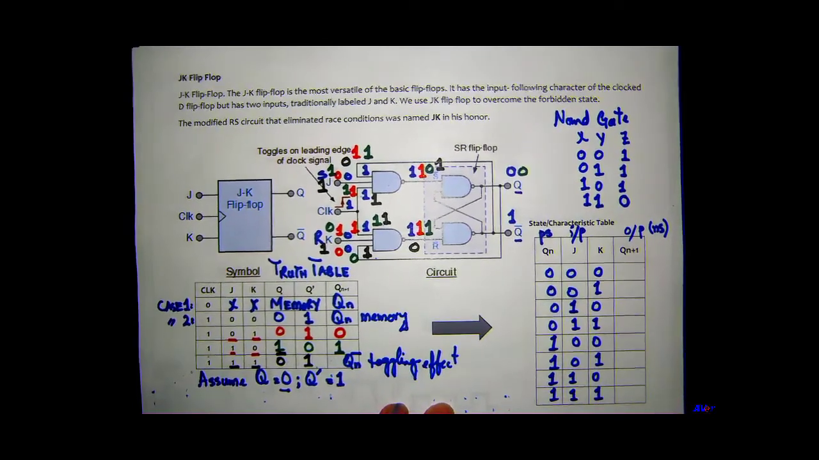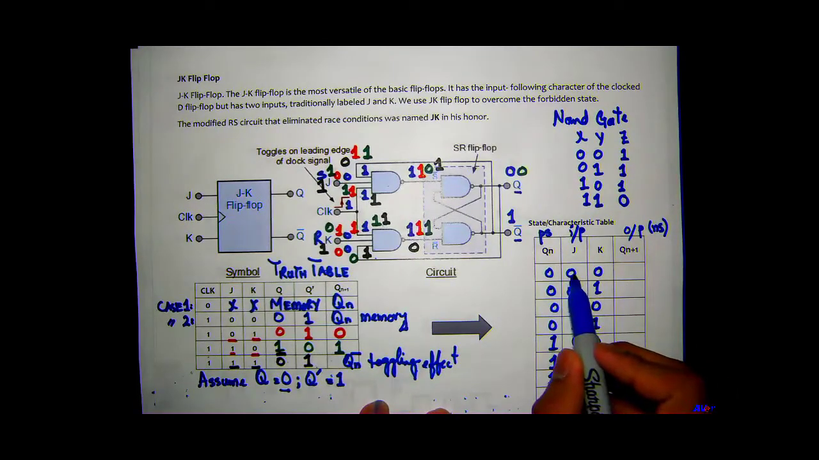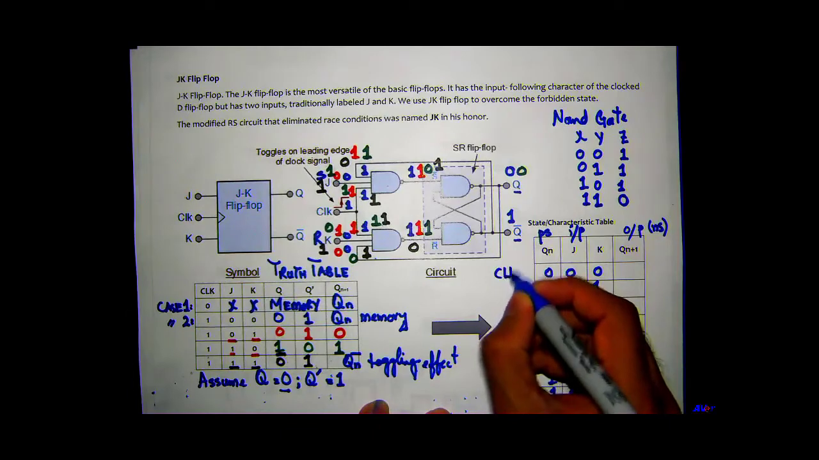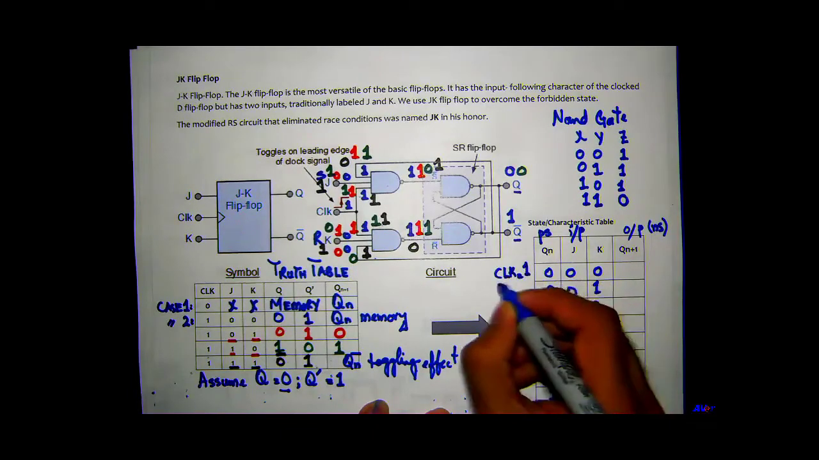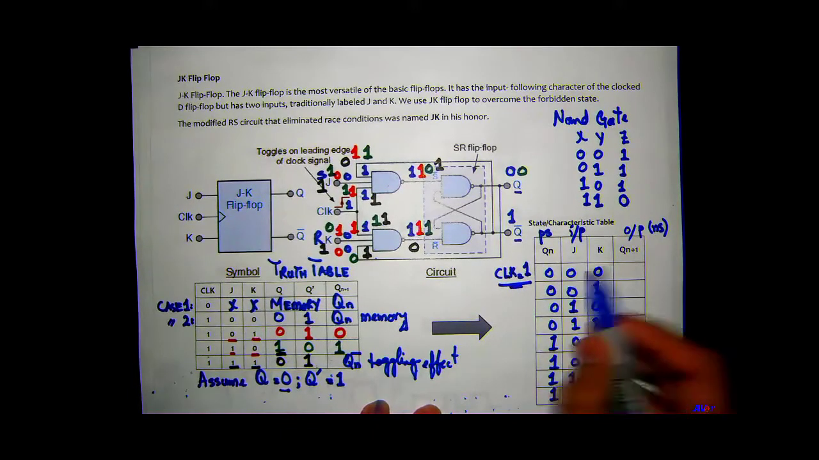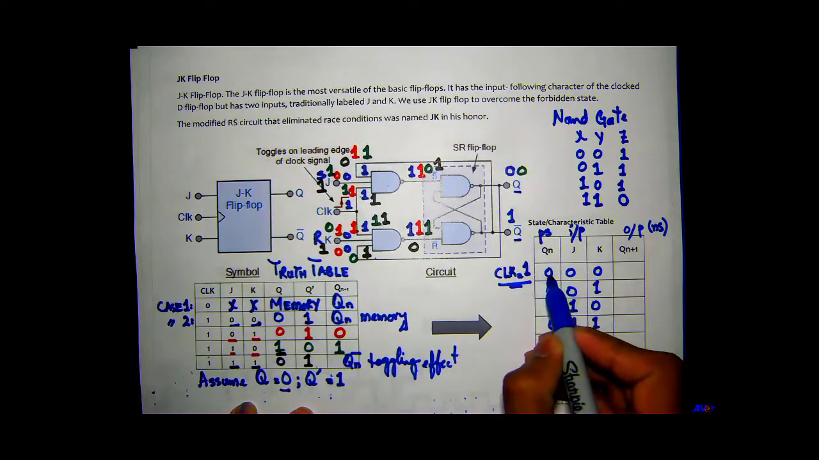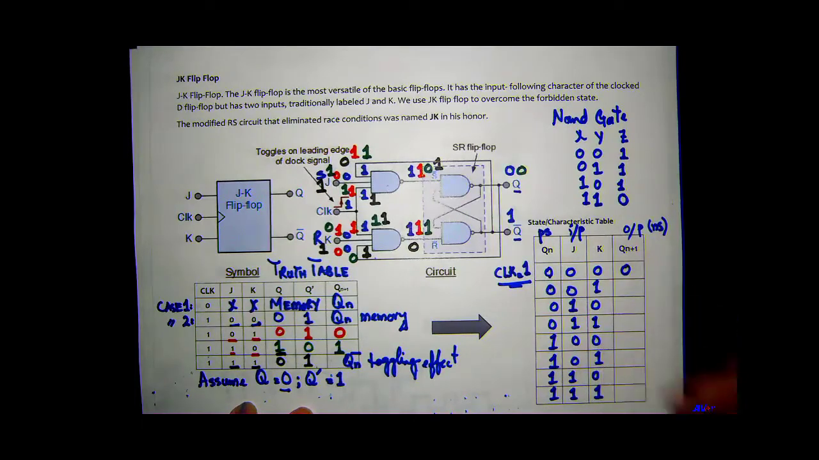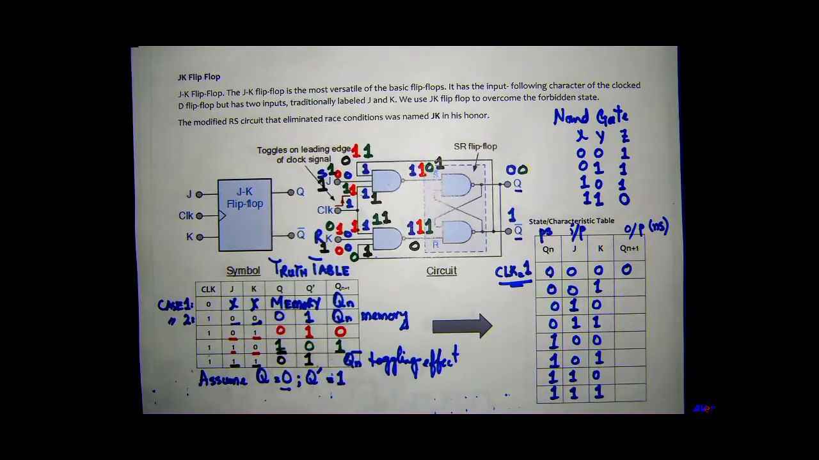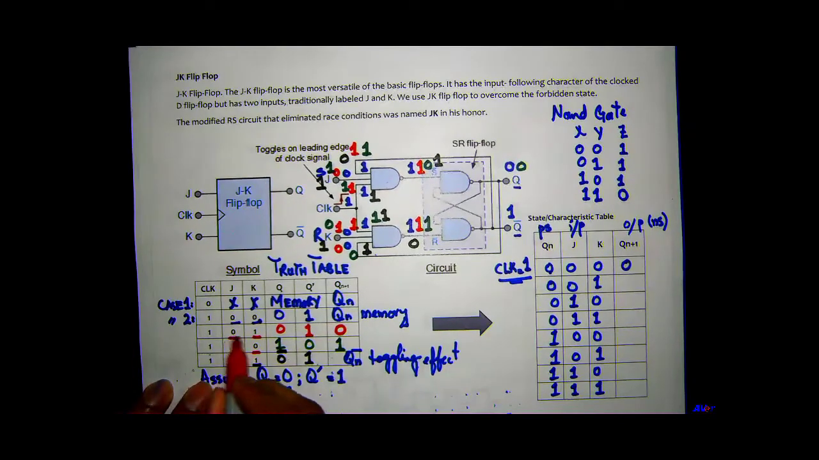Okay, here, now, when J is 0, and we're going to assume that the clock is high, so when J and K both are 0, what is the next state? Well, the next state is the previous state, and because the previous state is 0 here, it will be 0. When J is 0, K is 1, the next state is 0.